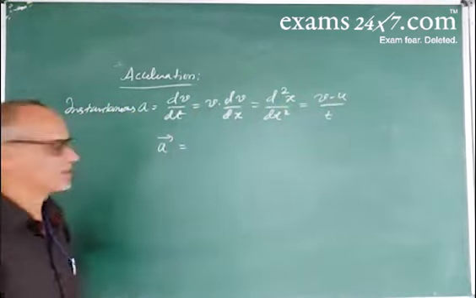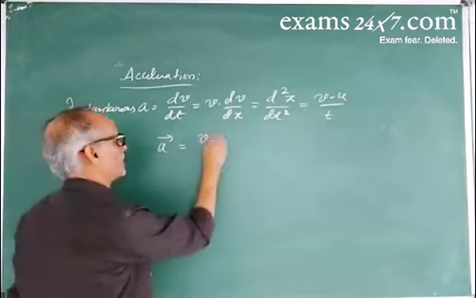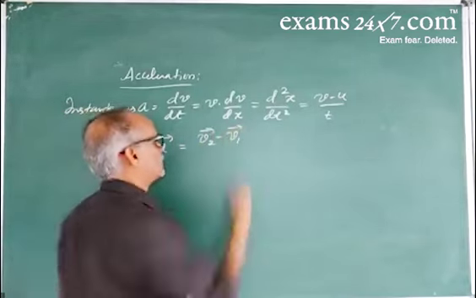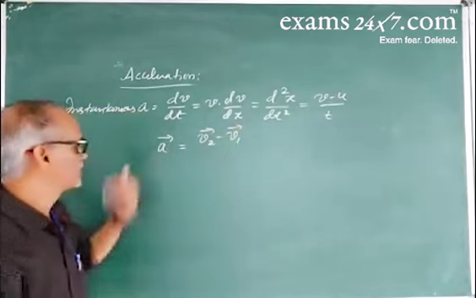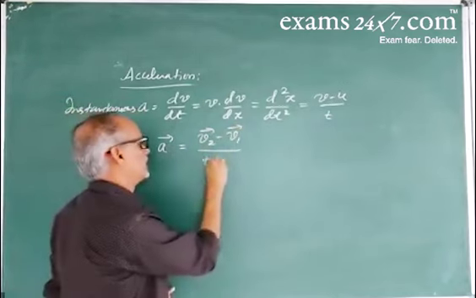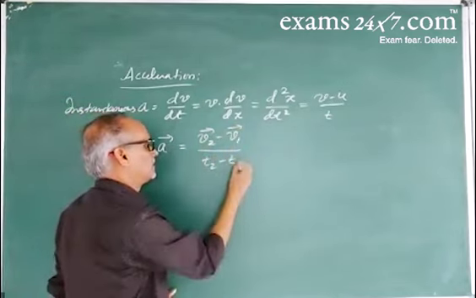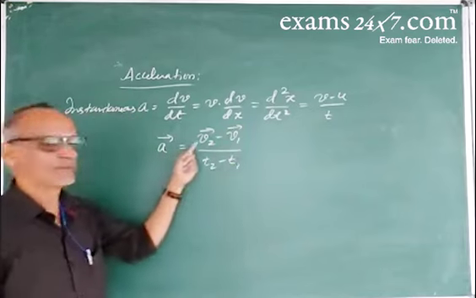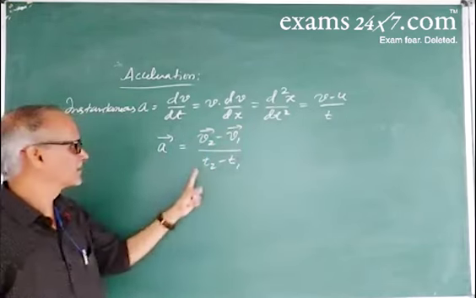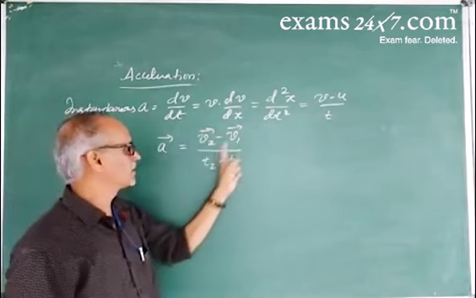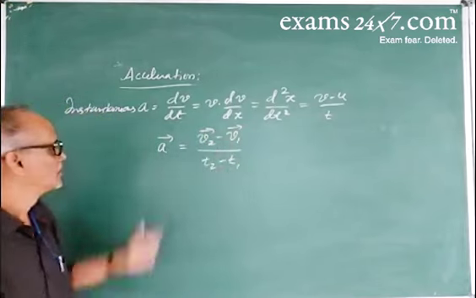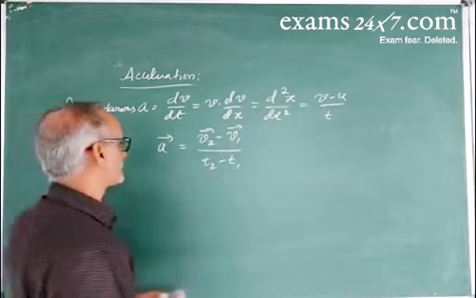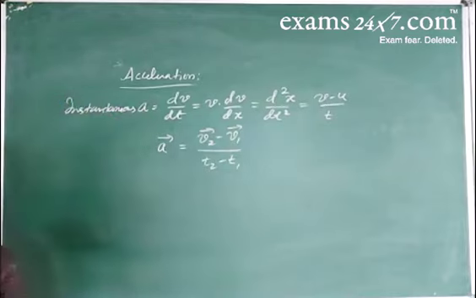Now, how to find the average value? The average value is the change in the velocity, the net, which is in terms of the vector, divided by the time taken for it, where v2 is the velocity of the body at an instant t2, and v1 is the velocity of the body at an instant t1. So this is how we can find the acceleration of a body.